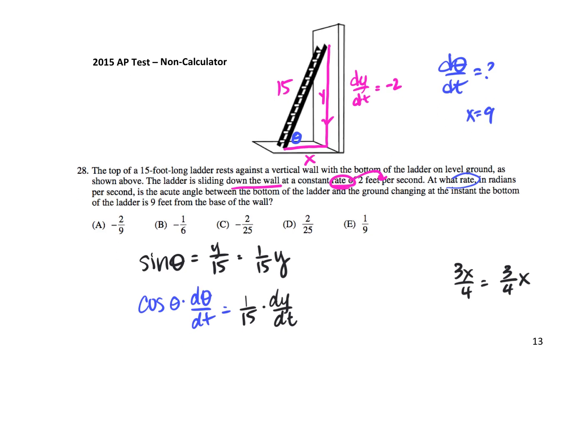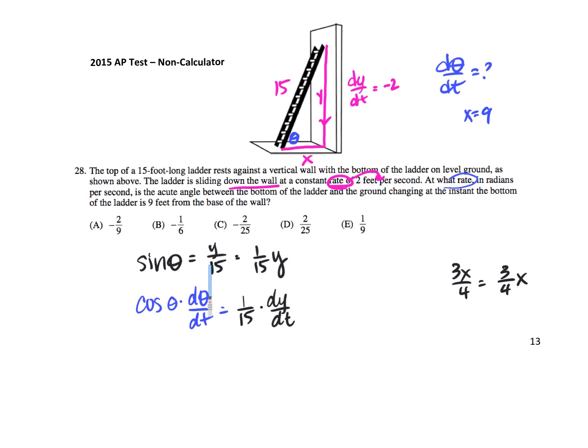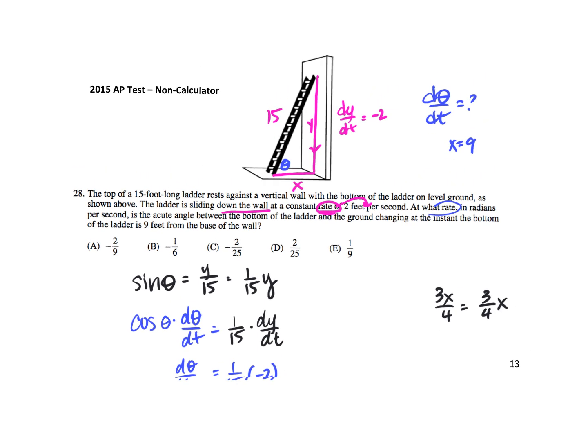This is the last one. So now we need d theta dt. Greer, you were saying dy dt we can plug in. I agree. So we've got 1/15 times negative 2. We got our d theta dt. We don't know what that is. Can we go find the cosine of theta? So what is cosine? What do I need? Adjacent over hypotenuse.